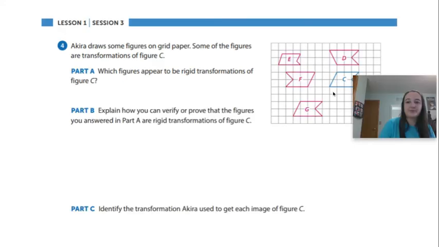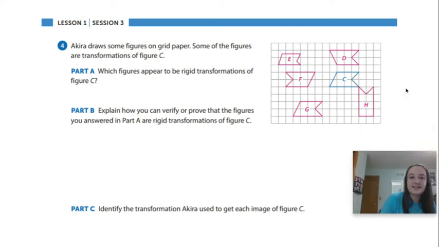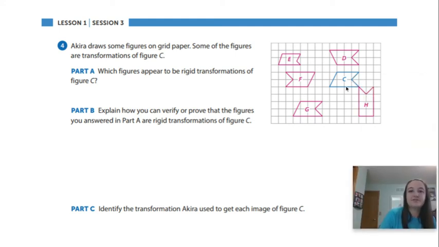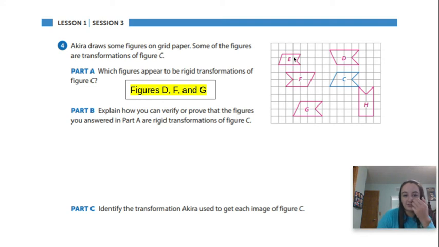For our next part, we are now on page 14. So we have this original figure C here. We want to figure out which of these are rigid transformations of C. So figure D we can see is a rigid transformation, figure F is a rigid transformation, and figure G is a rigid transformation. E is too small, so it shrunk, so it's not the same size, and H is too big and it changed its shape, so this one is also incorrect. So this one changed its shape, so it cannot be a rigid transformation. This one changed its size, so it cannot be a rigid transformation.